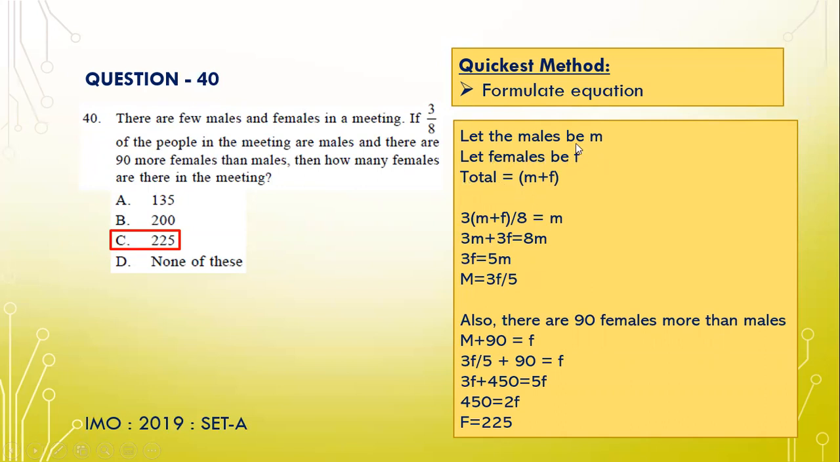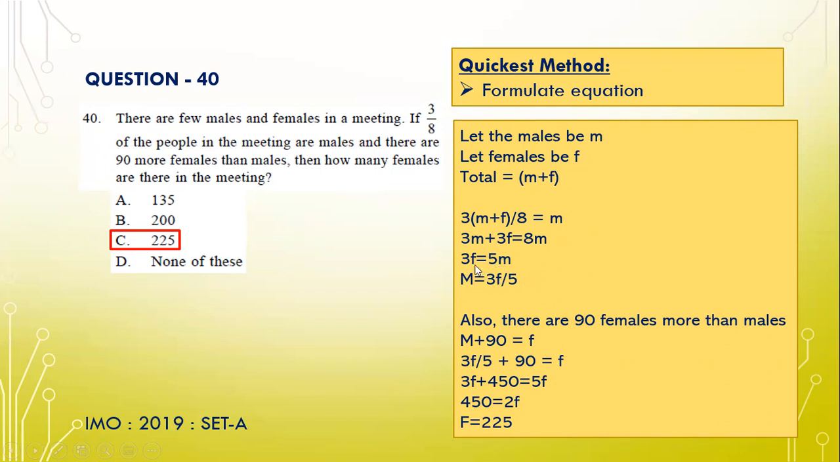So the total is M plus F, isn't it? And 3/8 of the people in the meeting are males. So 3/8 of the total. What is the total? M plus F. So 3 into M plus F upon 8 is equal to M, isn't it? They are males. So 3 upon 8 of the total, M plus F, are males, which is M. So 3M plus 3F, and you take 8 there, it is equal to 8M. So 3F is equal to 8M minus 3M, which is 5M. So what is M? M is 3 upon 5 F, isn't it?